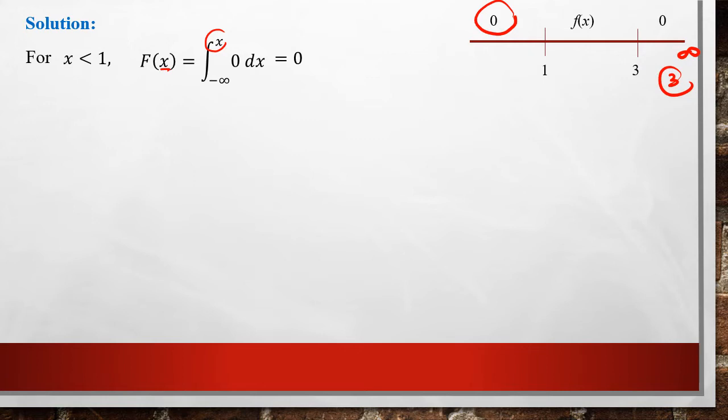For the second interval, in between 1 and 3 inclusively. Okay. Oh, before that, we need to conclude that up to 1 here, the capital F of 1 is 0.